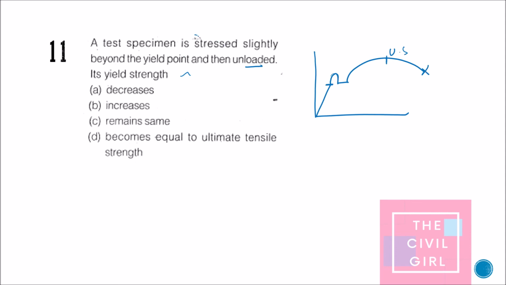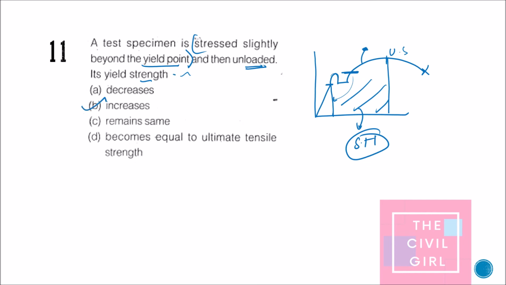They are saying that it is slightly stressed beyond the yield point. So this is my yield point. I am going to assume that it is stressed till this point, okay? Then it is unloaded. Then the yield strength, what? We know that after the elastic point until the ultimate strength, we have something called strain hardening. We have seen already what is strain hardening in the previous videos. In strain hardening, the strength of the material keeps on increasing. So even after it is unloaded, the yield strength will only increase. I hope you were able to understand it.